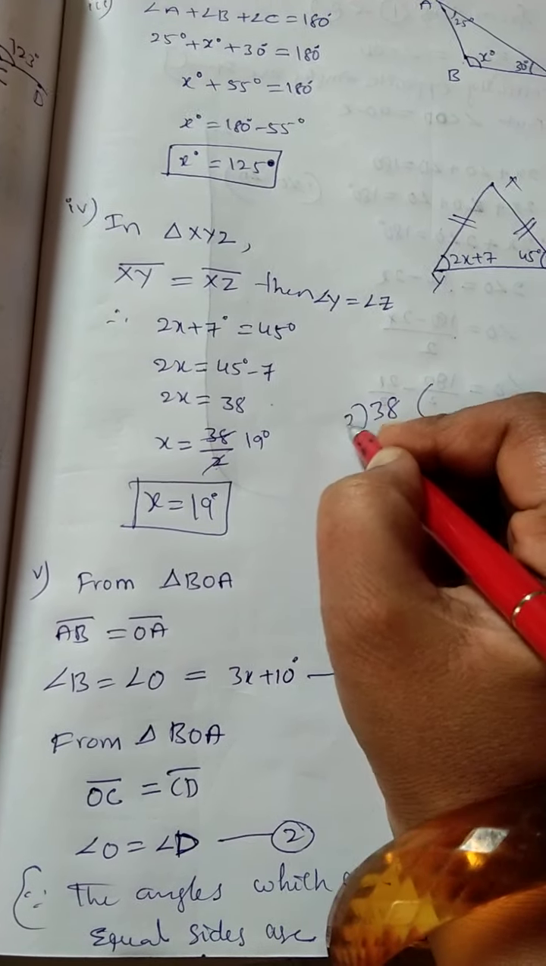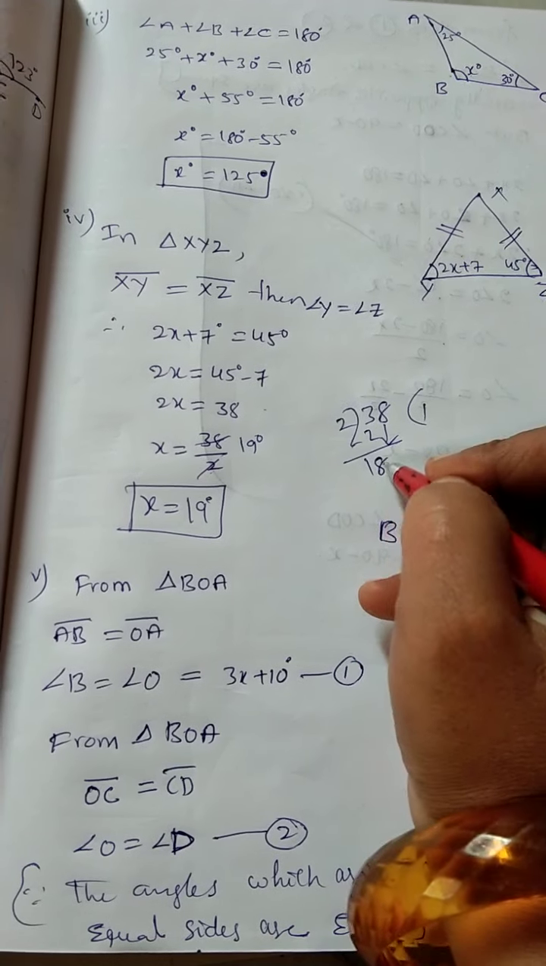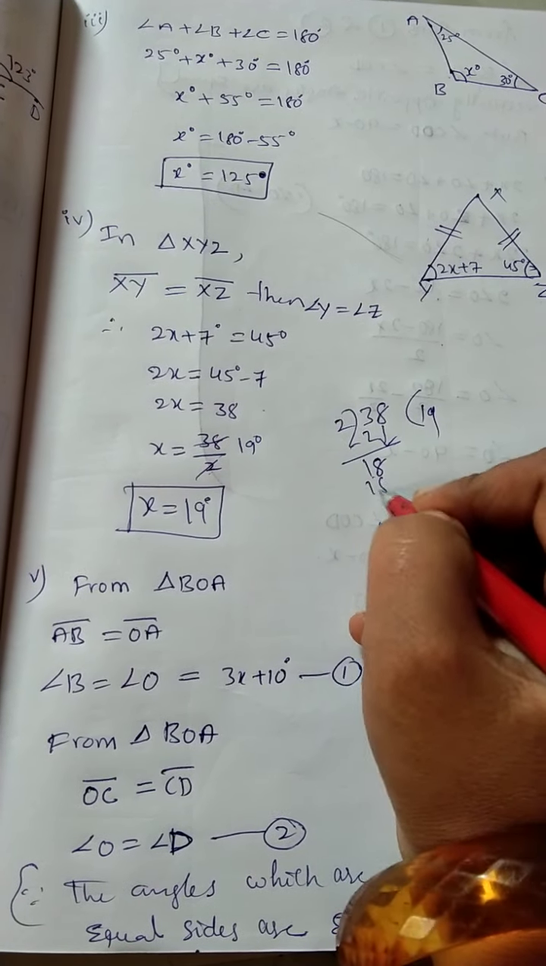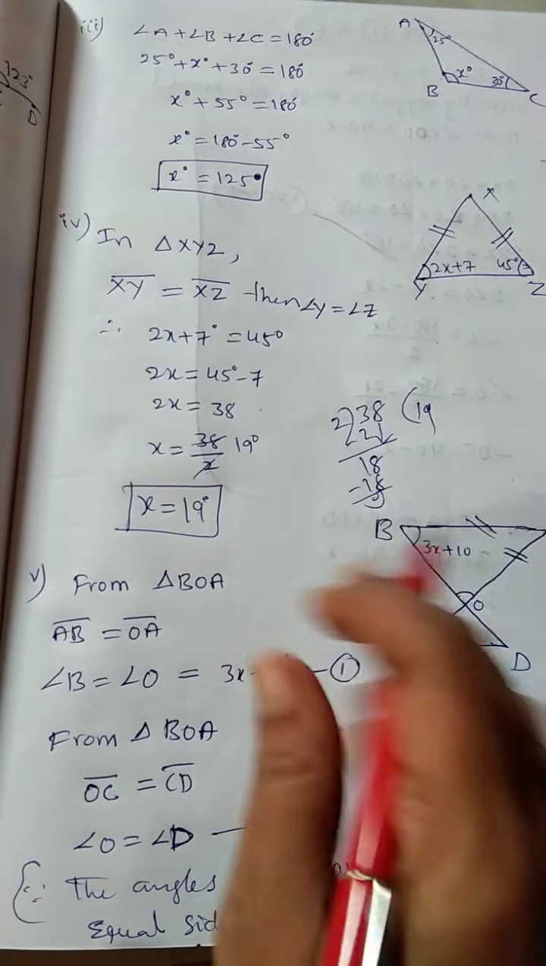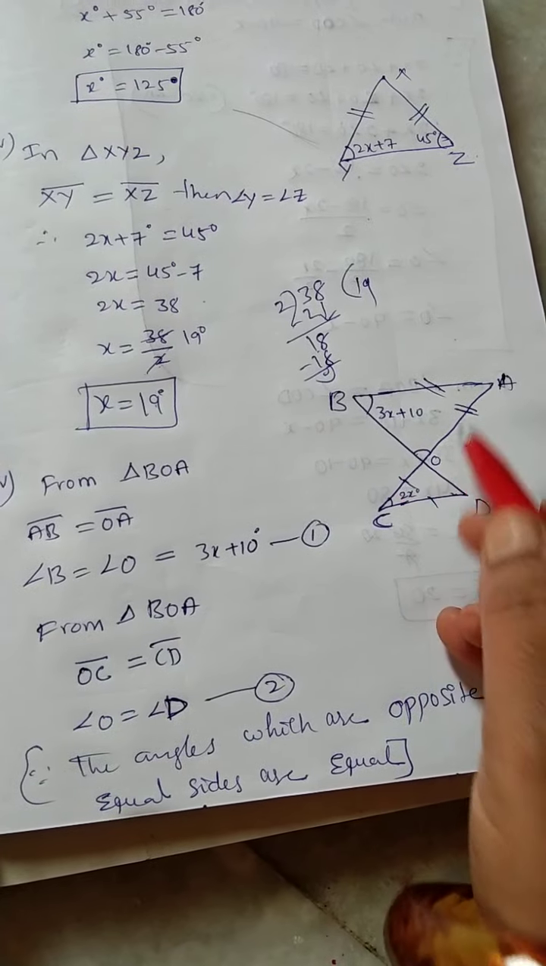Very simple, just 2 ones are 2, 1 is the remainder, carry down 8, 18, 2 nines are 18. Okay, like this we can do, you will get the x value. Next, see here, fifth bit, triangle.